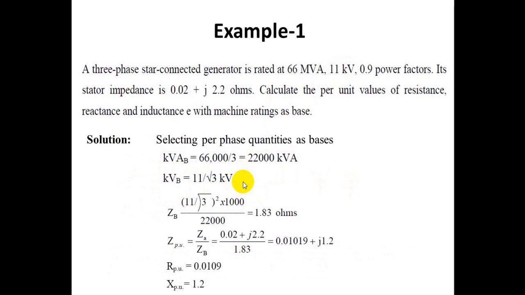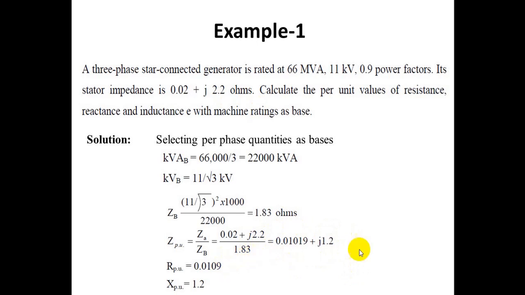Once you get these values in per phase, we consider them as the base values. Keeping them as base values, just replace the formula that you recalled in the previous slides for Z base. Z base is basically kV squared multiplied by 1000 divided by kVA. Replacing the values, you have the answer as 1.83 ohm, and its per unit value is just the actual value, 0.02 plus j 2.2 ohms, divided by 1.83. This is the answer for the per unit value of the impedance.